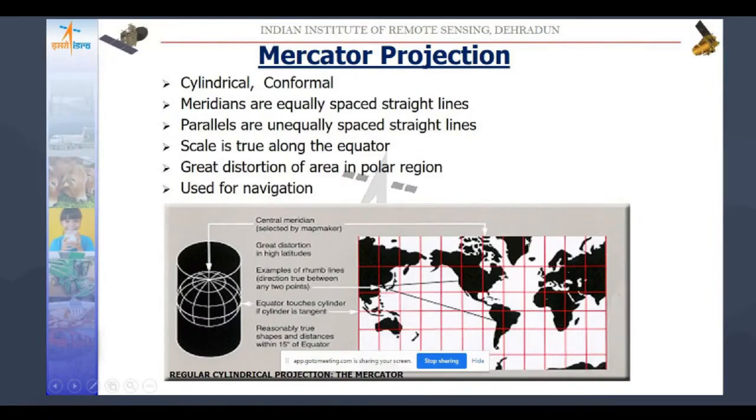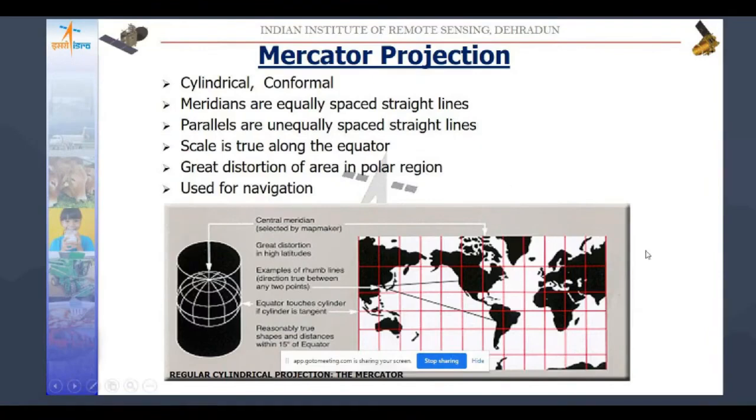If you see Greenland and you see India, can you imagine that Greenland is that big? Is it real? No, Greenland's size is not that big. The Indian size looks very small, but Greenland looks like a continent. What is happening? It is happening because of the distortion at the polar ends. So this projection is not useful for polar region analysis.